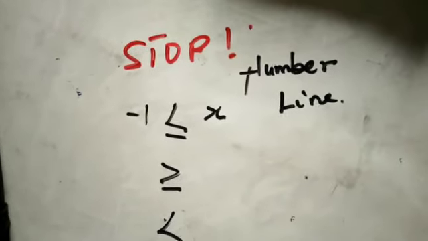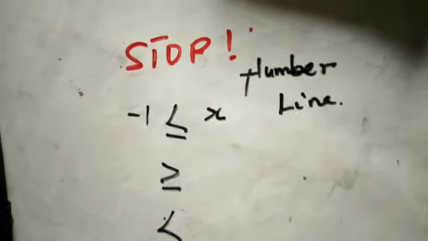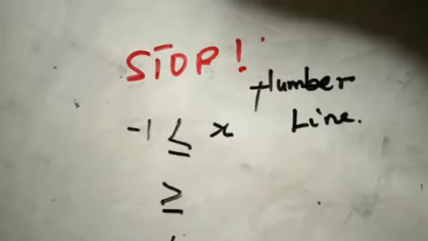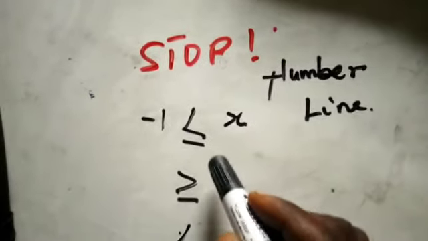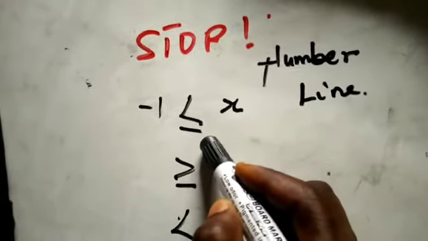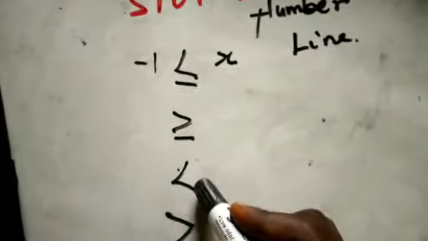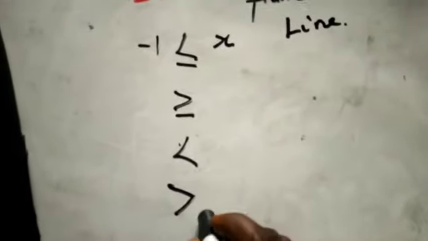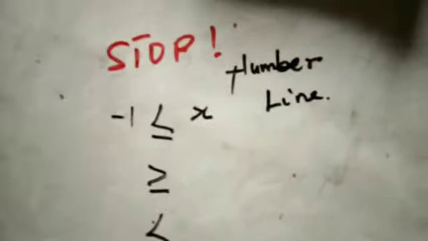This is a number line under the real number system. You see, traditionally what we know is that this is less than or equal to, this is greater than or equal to, this is less than, and this is greater than. I've been teaching this for some time now.